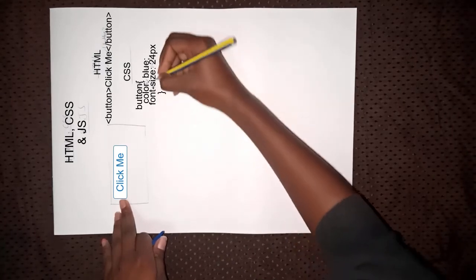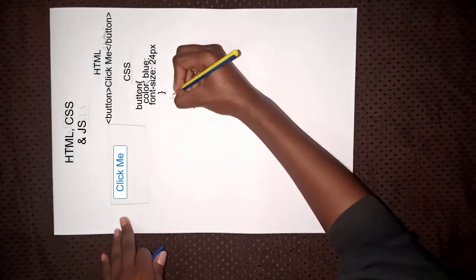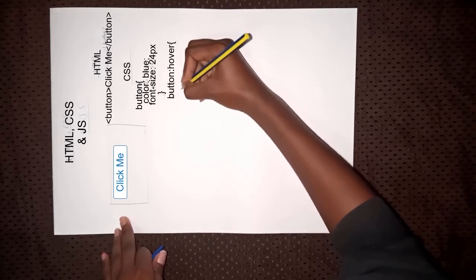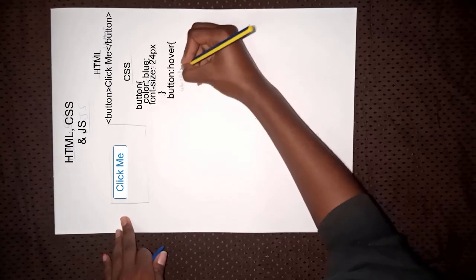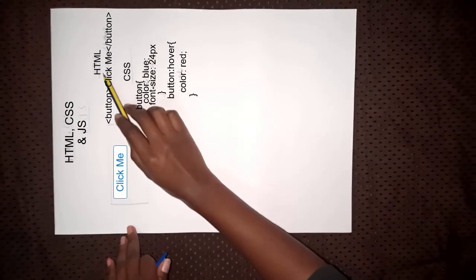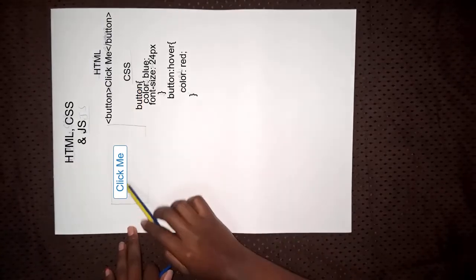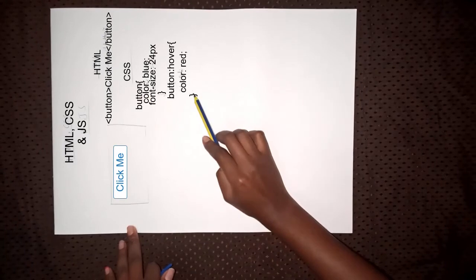Okay, and then whenever I hover, hovering means your mouse pointer being on top of this. Okay, so whenever you hover, let it have a color of red. Okay, so this is CSS. CSS is basically telling the browser that the styling of this specific element button is this, all this, okay.